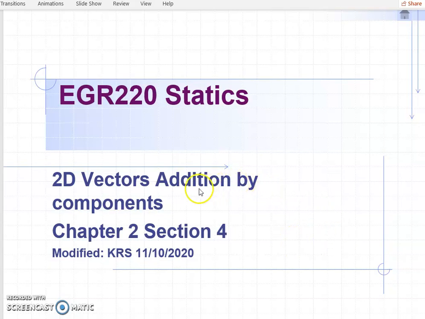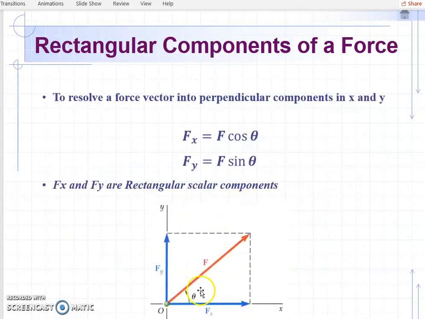Now that we've added vectors with the law of cosines, we want to look at doing their x and y components. So first off, let's think of a vector F, and we break it up into its x and y parts because we know the angle and magnitude. That's just your right angle trig. Cosine goes with adjacent, opposite goes with sine. And so the x part will be F cosine, the y part will be F sine.